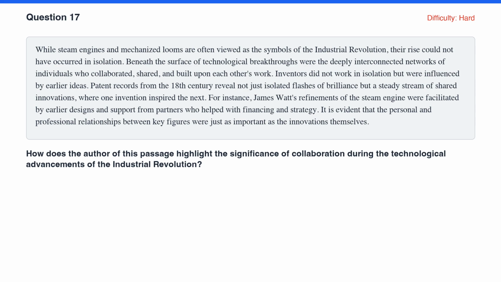Question 17 of 25. Still hard. This passage is titled The Underpinnings of Industrial Progress. The passage argues that the Industrial Revolution's breakthroughs depended on interconnected networks of inventors who shared and built on each other's work. The question asks how the author highlights the significance of collaboration during this period of technological advancement.